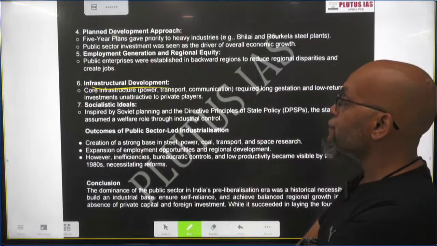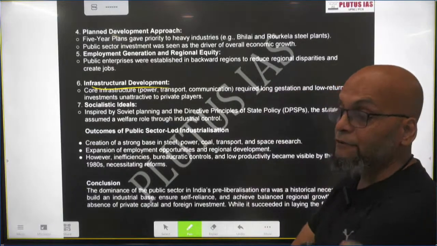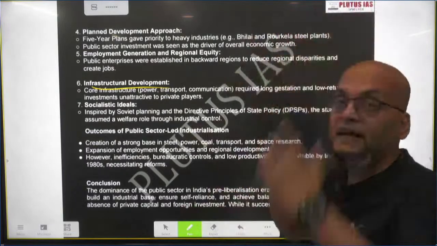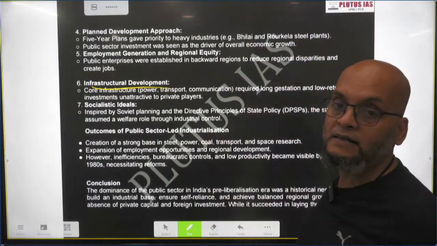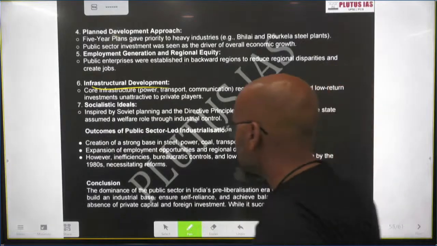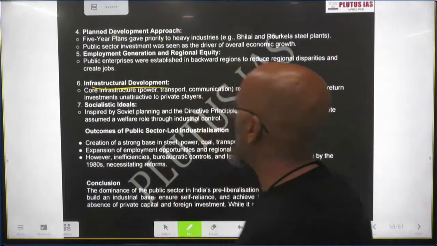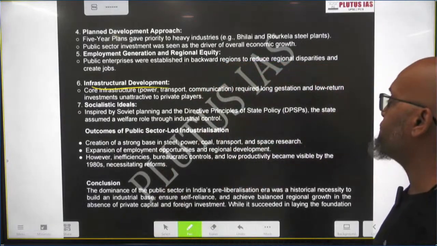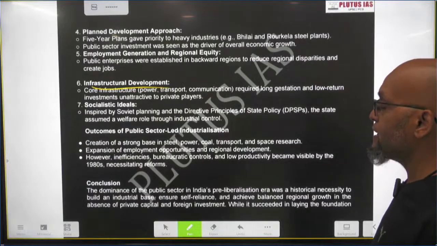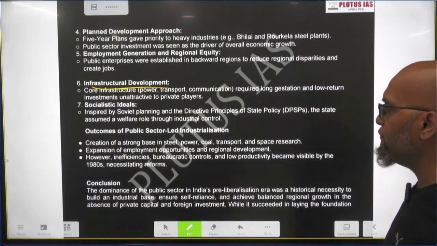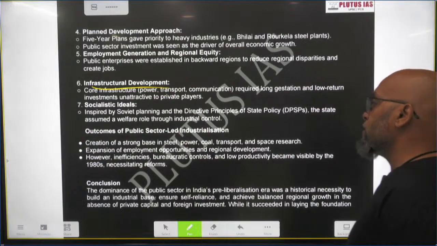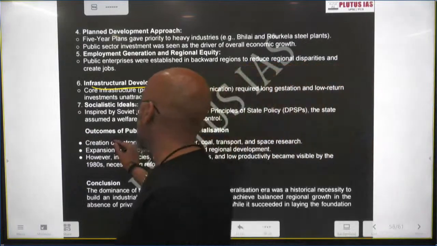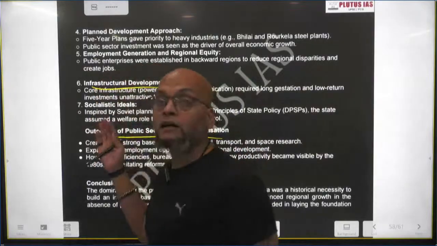Then socialistic ideals. At that time, we were trying to uplift the entire society. So we were following socialistic ideals instead of capitalism. Inspired by Soviet planning and the directive principles of state policy, the state assumed a welfare role through industrial control. Outcomes of public sector led industrialization. Now, what occurred due to the public sector?